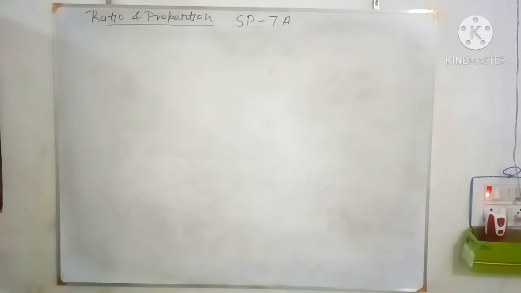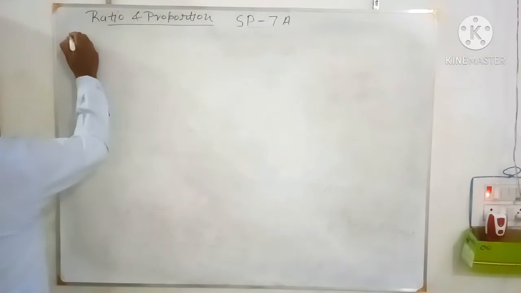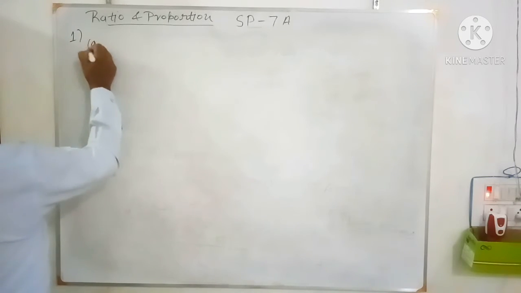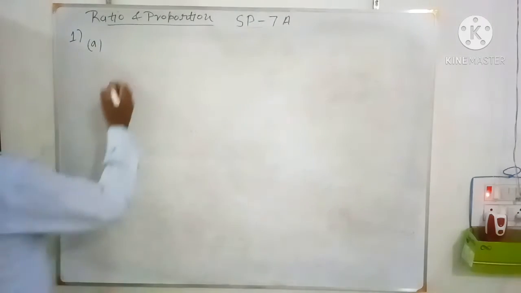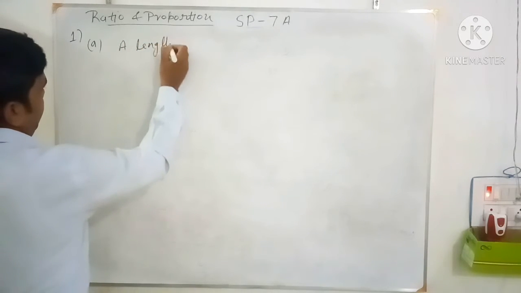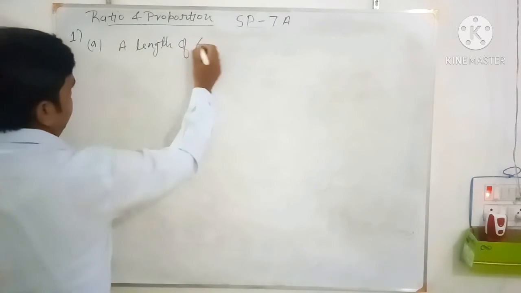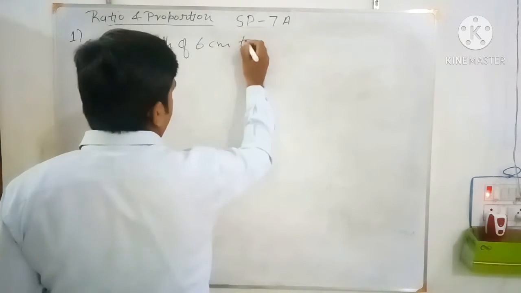Now see the first question of Self Practice 7A. Express each of the following ratios in its simplest form. 1a, a length of 6 cm to a length of 8 cm.